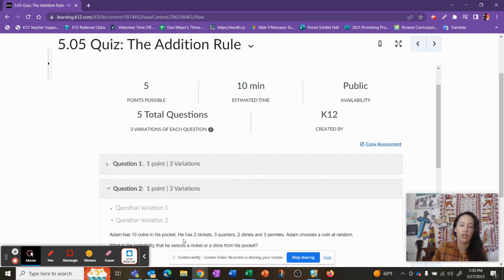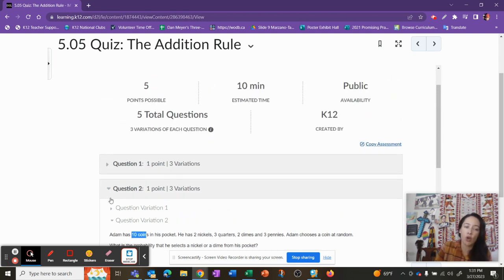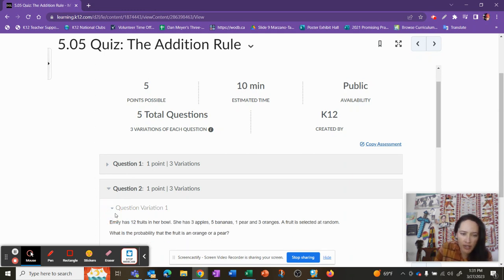So again, you would do 2 out of 10 for nickels and 2 out of 10 for dimes. So 2 plus 2 is 4, which means he has a chance if he gets a nickel or a dime, that's 4 out of 10, which you can see right there. 2 nickels, 2 dimes out of 10 coins. So that's again adding their probabilities, which would simplify to 2/5. Check it. If you have any type of overlap, we've got to think about it more carefully.